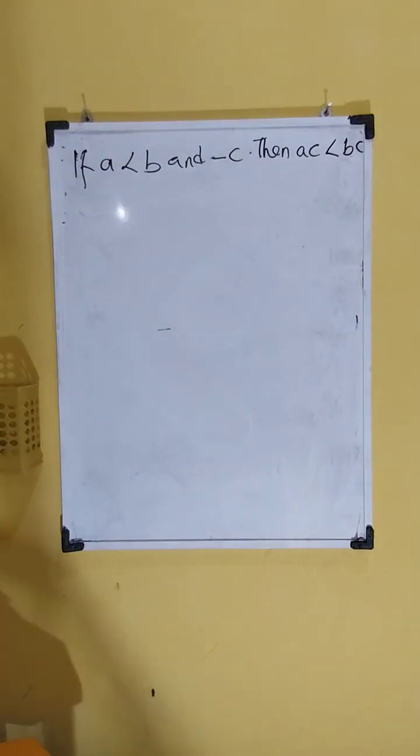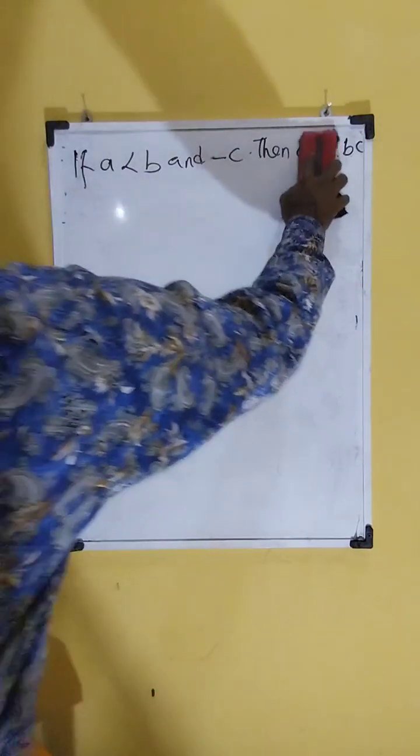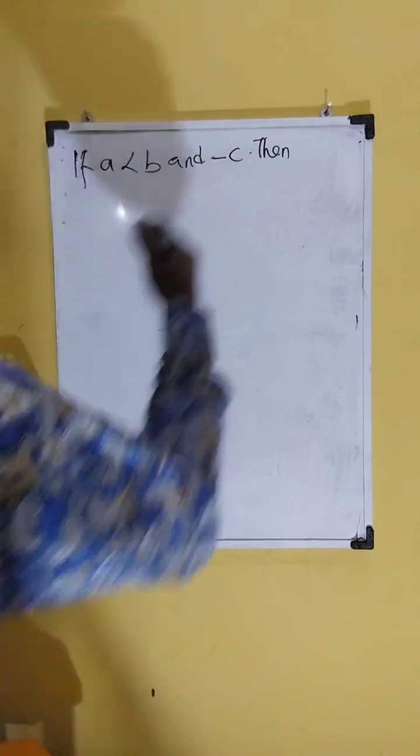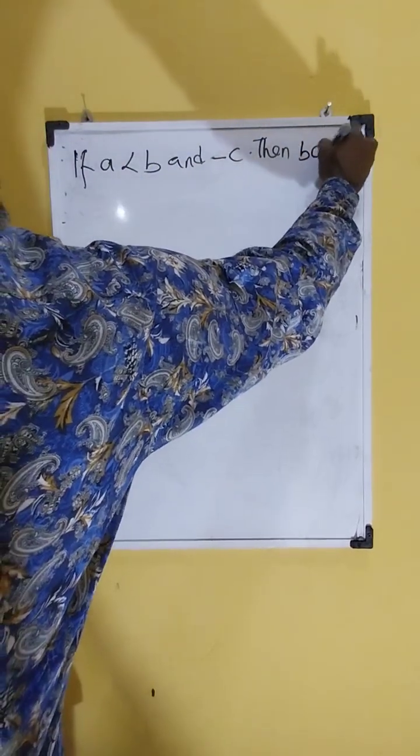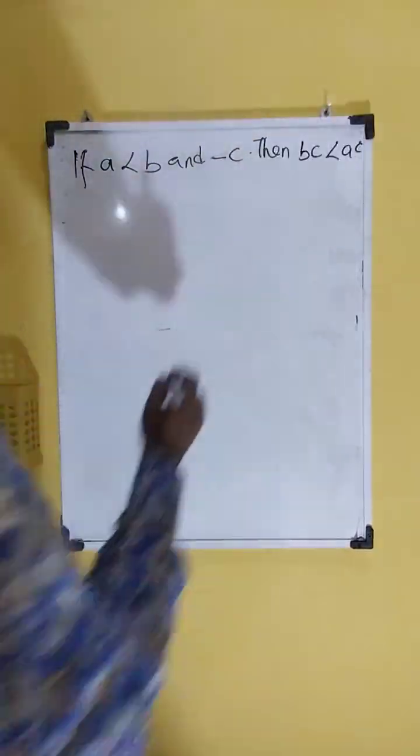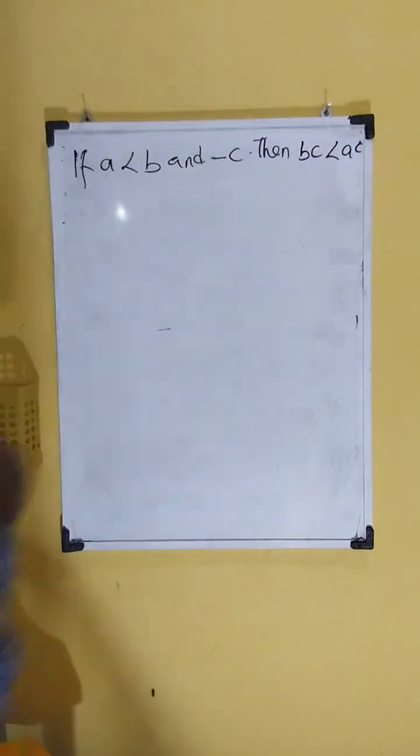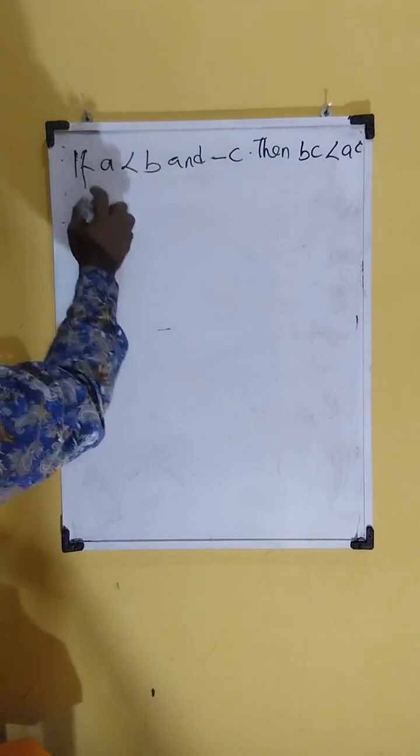Beautiful. This is another beautiful one. I like this one. Sorry, sir, I made a mistake. Then BC is less than AC. It's BC that is less than AC. Good. So we bring this one down first.